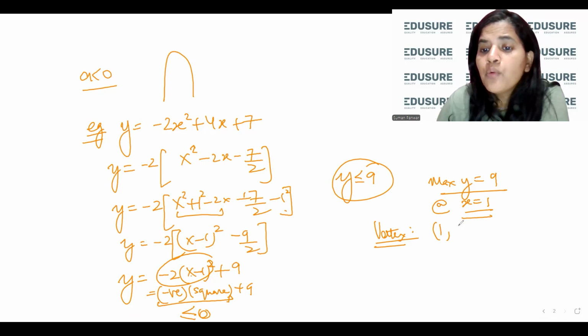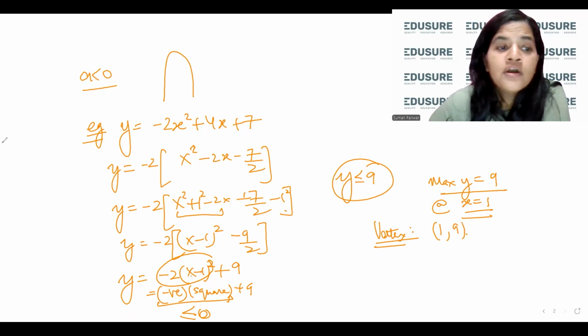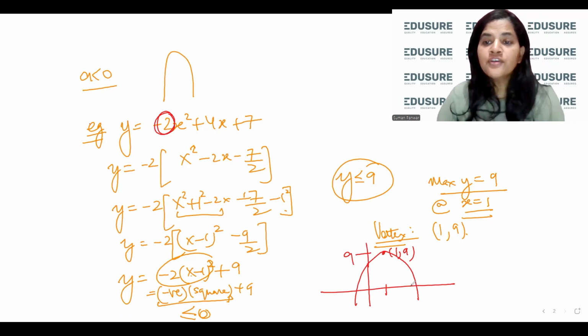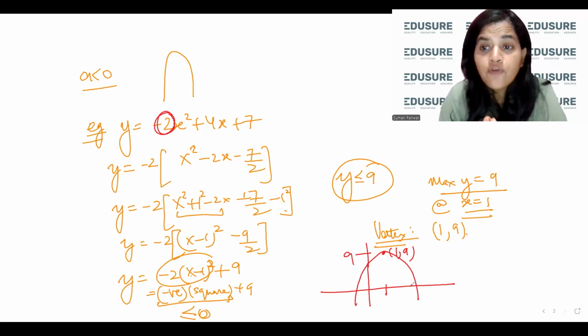The vertex is 1, comma 9. Now, the graph will be downward opening. It is going to be an inverted parabola because this is minus 2. So let us plot. x equals 1, y equals 9, somewhere over here, 1, comma 9. So we have a rough graph. Now this is how we convert a quadratic function into vertex form.